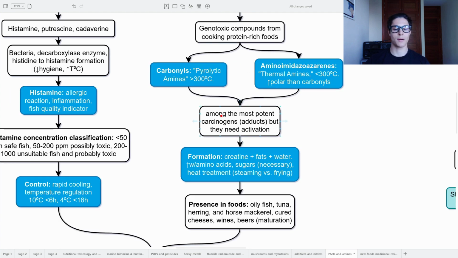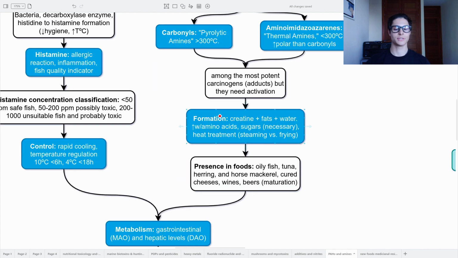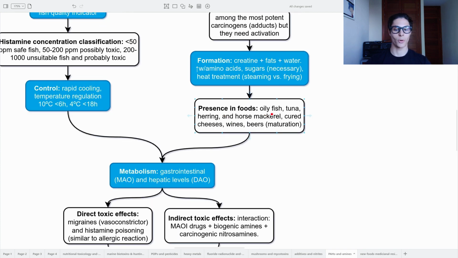These compounds are among the most potent carcinogens. They create adducts, but fortunately enough, they need an activation. They need to be metabolized to become active. The formation, they need creatine, fats, and water. And the formation is higher with amino acids. Sugars also contribute to the formation, and some of them are necessary. And the heat treatment also changes the formation, because steaming creates less mutagenic effects than frying, for example. The presence in foods, they are in oily fish, tuna, herring, and horse mackerel, as well as in cured cheeses, wines, and beers.